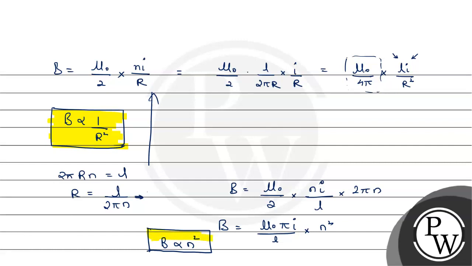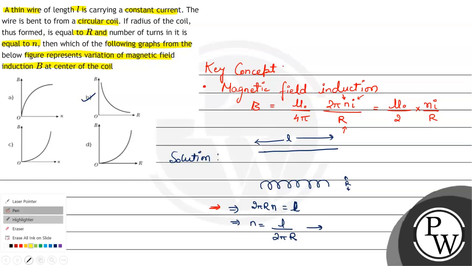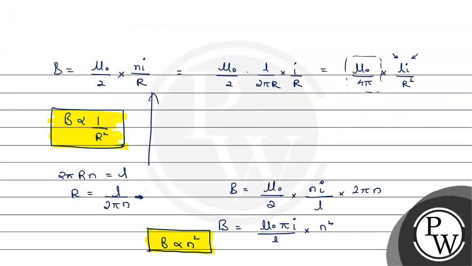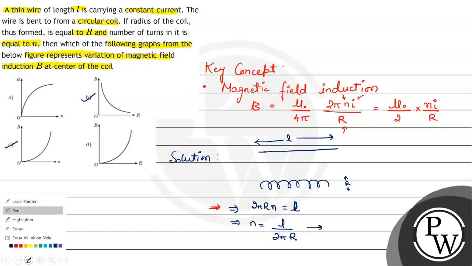And let's check the graphs again to check the relation of B with N. So graph 1 does not show B is directly proportional to N square, but graph C shows B is directly proportional to N square. Hence graph C is also correct. Hence the correct options to this question are B and C.